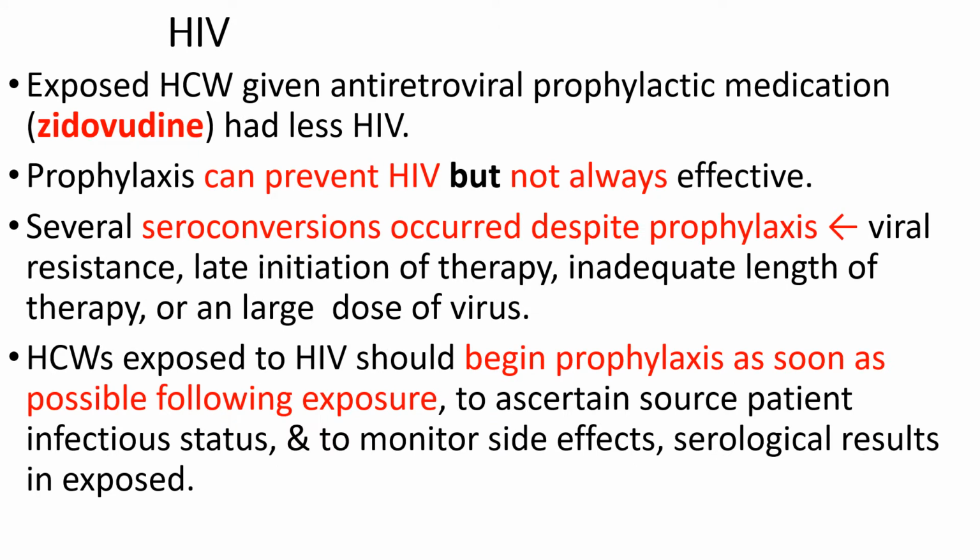HIV. Exposed healthcare workers are given antiretroviral prophylactic medication, zidovudine, and had less HIV. Prophylaxis can prevent HIV but is not always effective. Several seroconversions occur despite prophylaxis due to viral resistance, late initiation of therapy, inadequate length of therapy, or a large dose of the virus. Healthcare workers exposed to HIV should begin prophylaxis as soon as possible following exposure, determine the source patient's infectious status, monitor side effects, and do serological testing in the exposed.